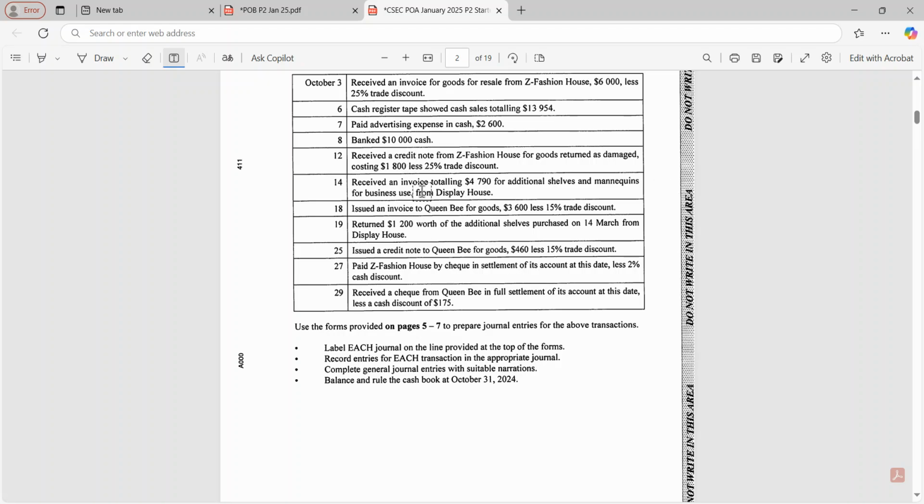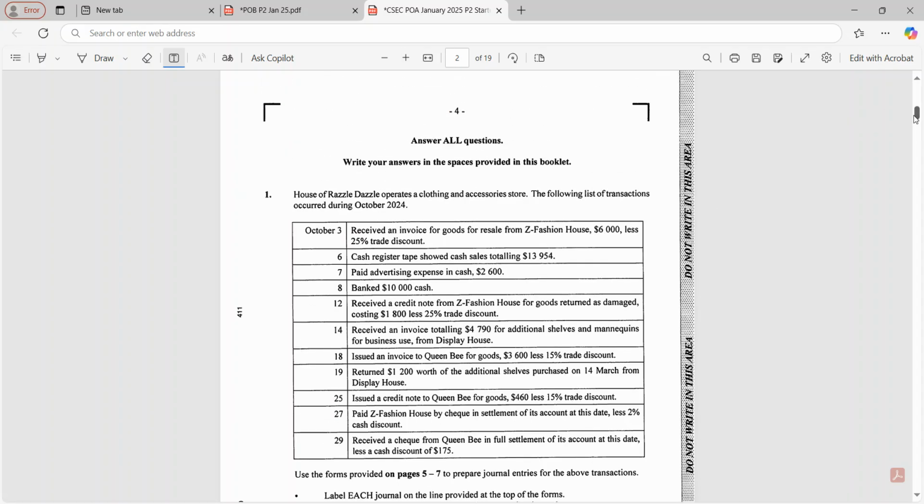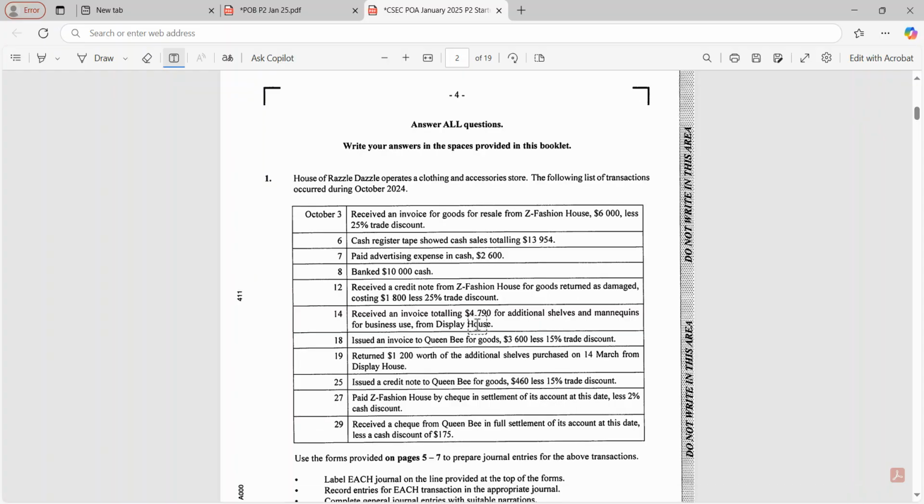All right. We move on to the 14th of October. Received an invoice totaling 4,790 for additional shelves and mannequins for business use from Display House. What are shelves and mannequins to the business? Is it goods or is it assets? It is asset. So in the case that it is an asset, we know that we don't record the purchases of assets in our purchases account. We will record it in our general journal.